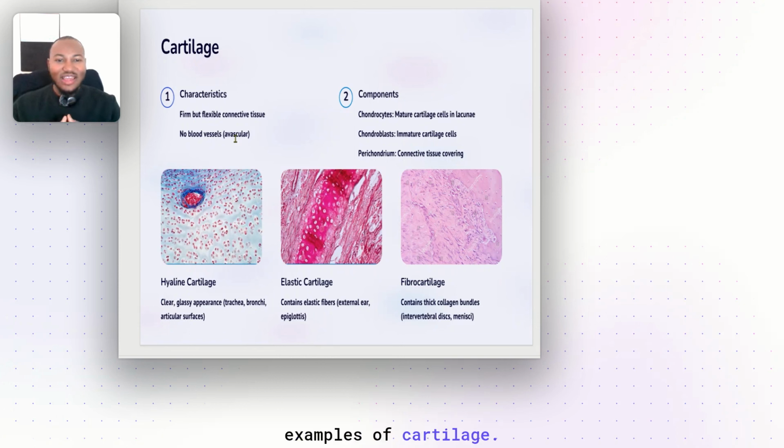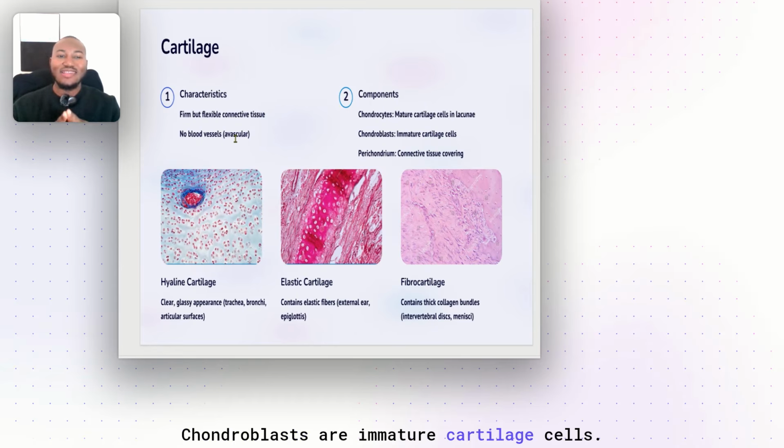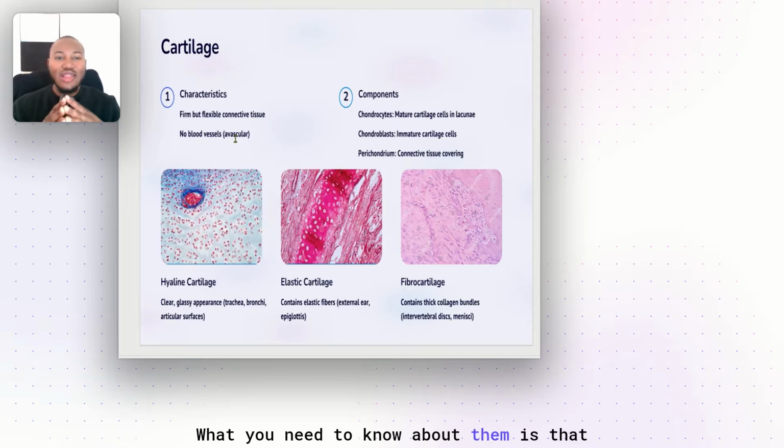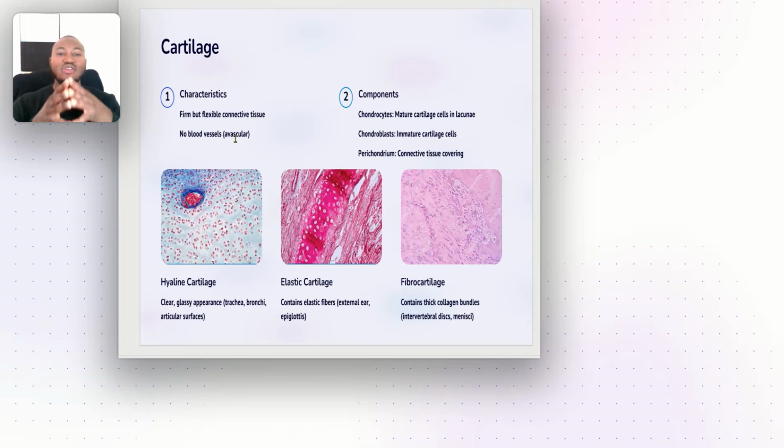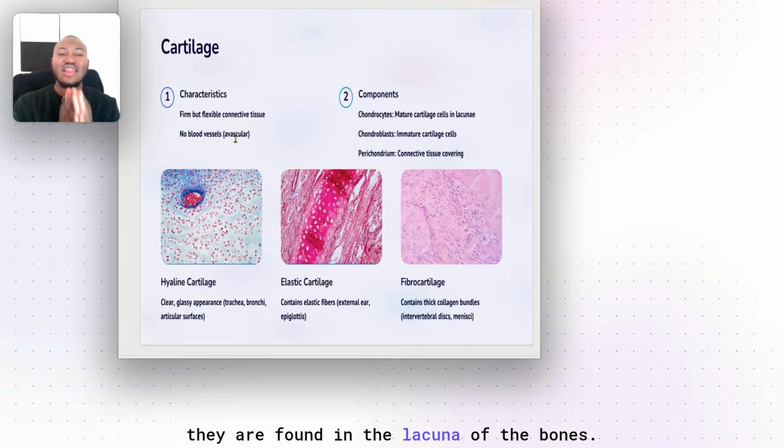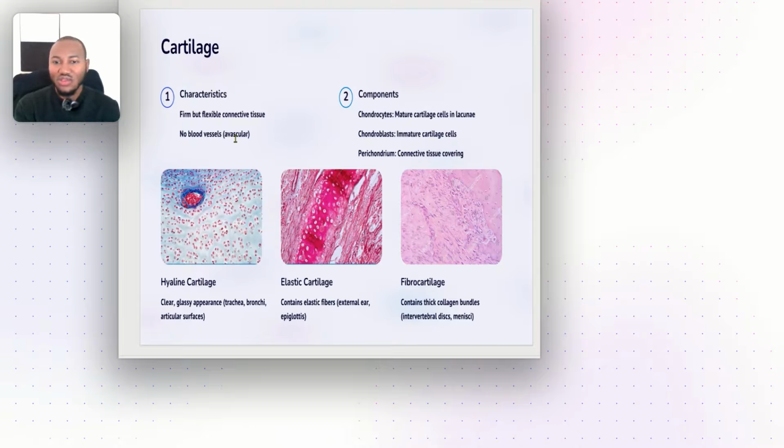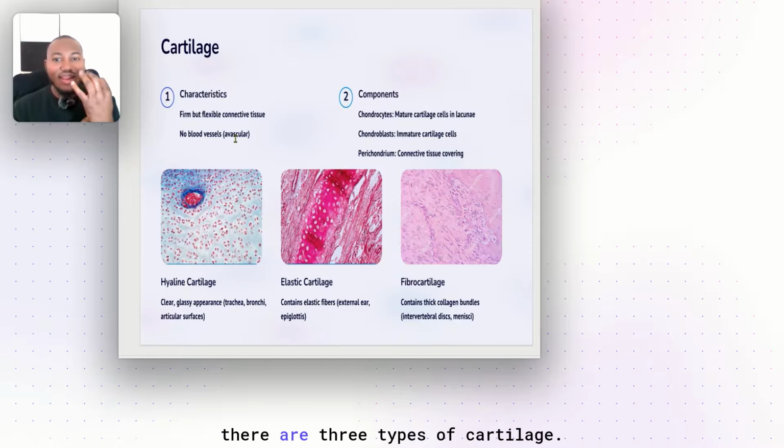Now, examples of cartilage, we have chondrocytes, we have chondroblasts, we have perichondrium. Right? Chondroblasts are immature cartilage cells, while chondrocytes are mature cartilage cells. Why you need to know about them is that chondrocytes, for example, are found in the lacuna. Remember this. Now, there are 3 types of cartilage.